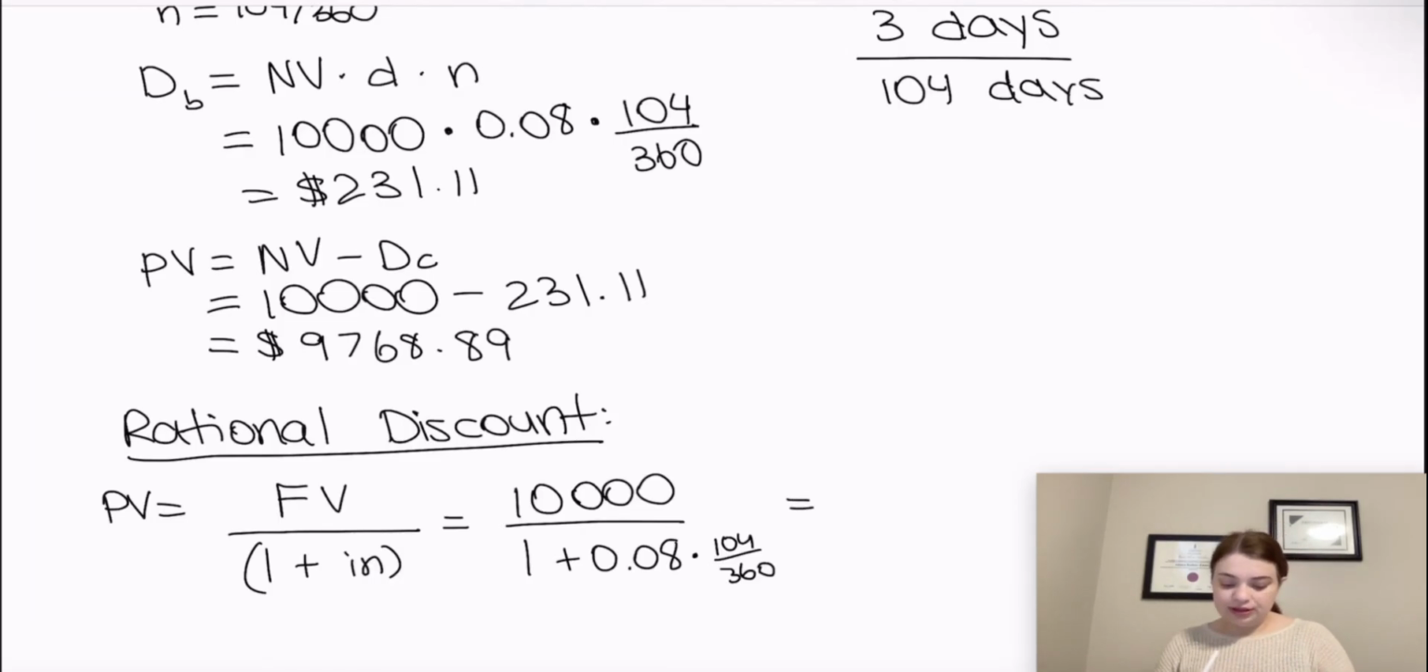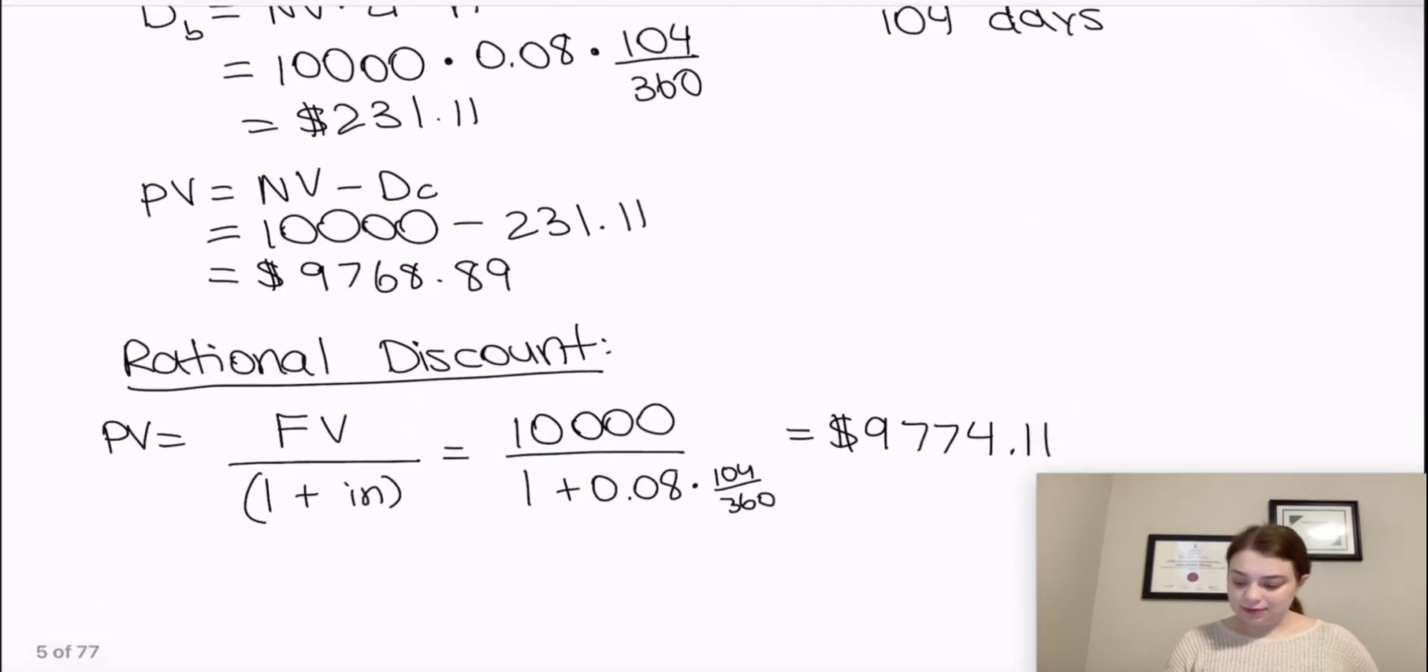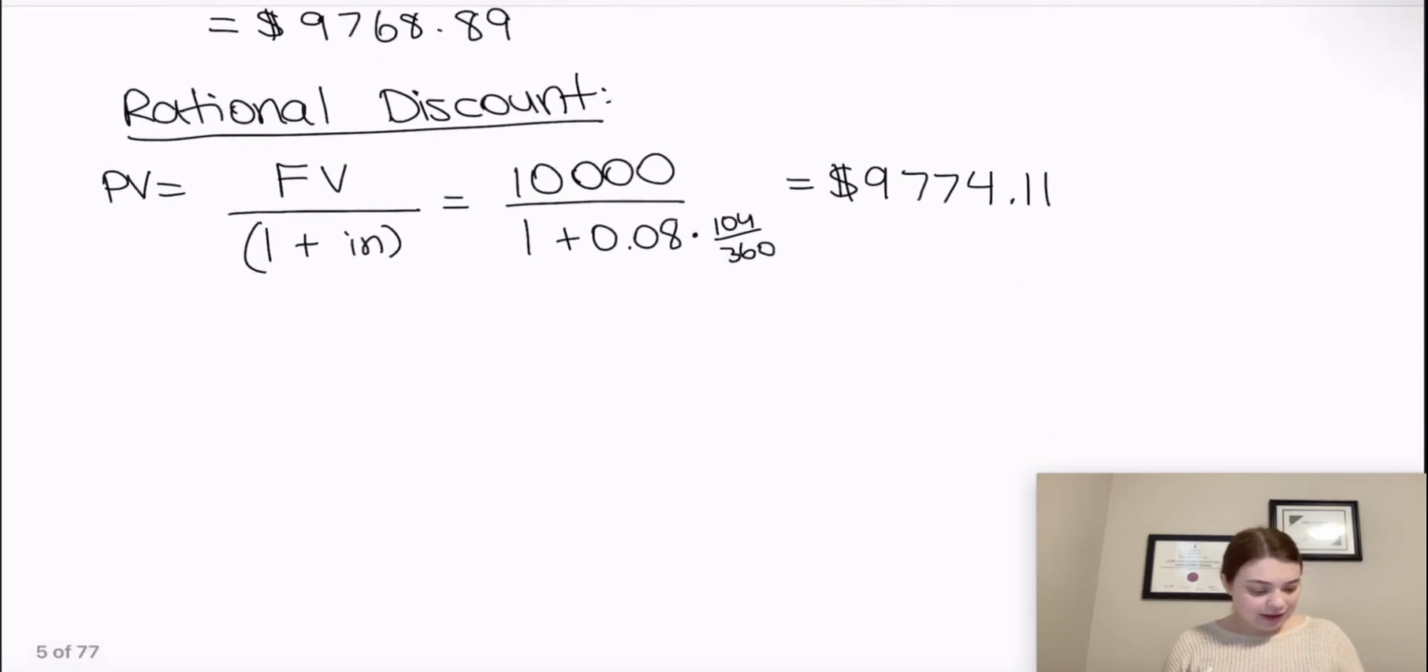It should be somewhat similar to the present value we found earlier, but probably not the same amount, since now we're doing rational discount instead of bank discount. So 104 over 360 times 0.08 plus 1, so 1.023 approximately, and then 10,000 divided by 1.023. That gives us about $9,774.11. So a slightly different amount than what we calculated before, but pretty similar. Okay, so that's the present value.